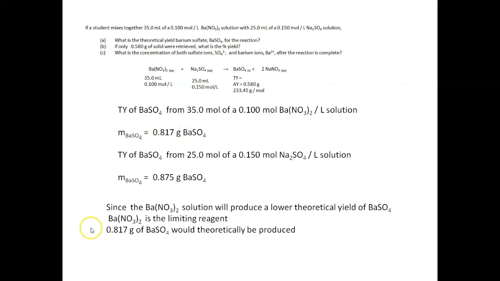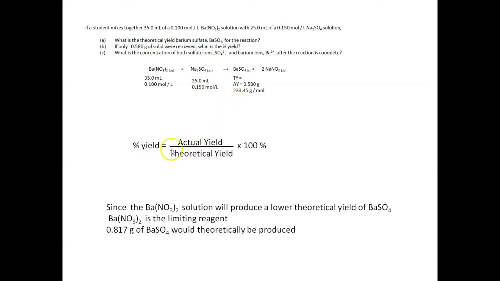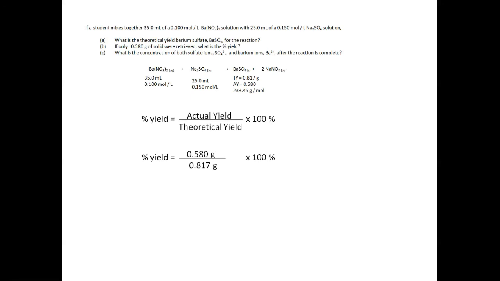Okay, and so now that we know our theoretical yield of our product, we can easily calculate our percent yield, because we know percent yield is actual yield over theoretical yield. We were told our actual yield, and we now have our theoretical yield from our limiting reagent. So I'm going to introduce another pause for you to calculate your percent yield. Okay, so we substitute in our values, and we get our percent yield.